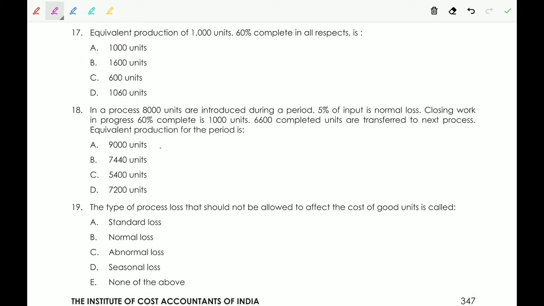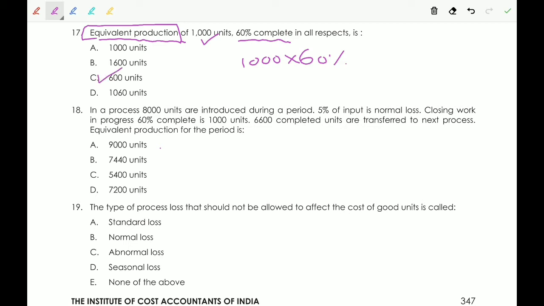Equivalent production of 1000 units, 60% complete in all respects, is what? We are asking for equivalent production. How can we get it? Total introduced is 1000 units, and in all respects 60% complete. So 1000 into 60%, 600 is the answer.